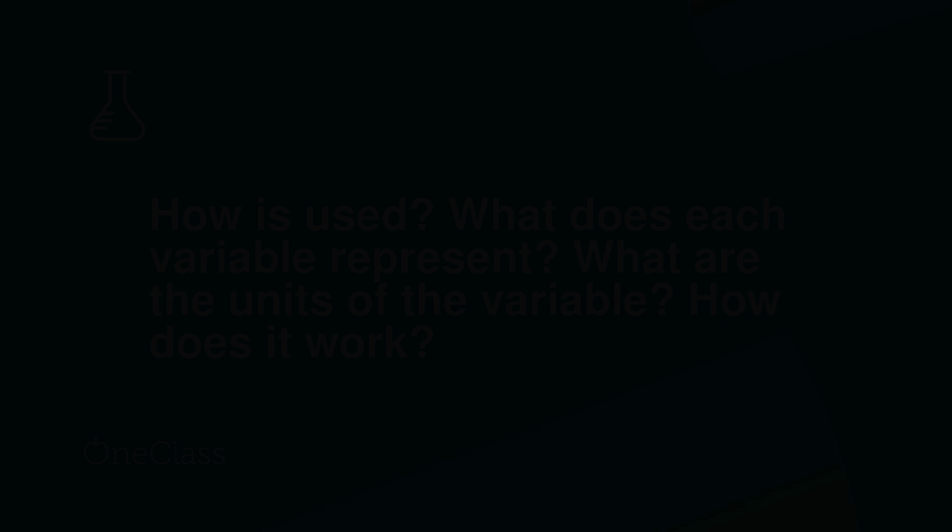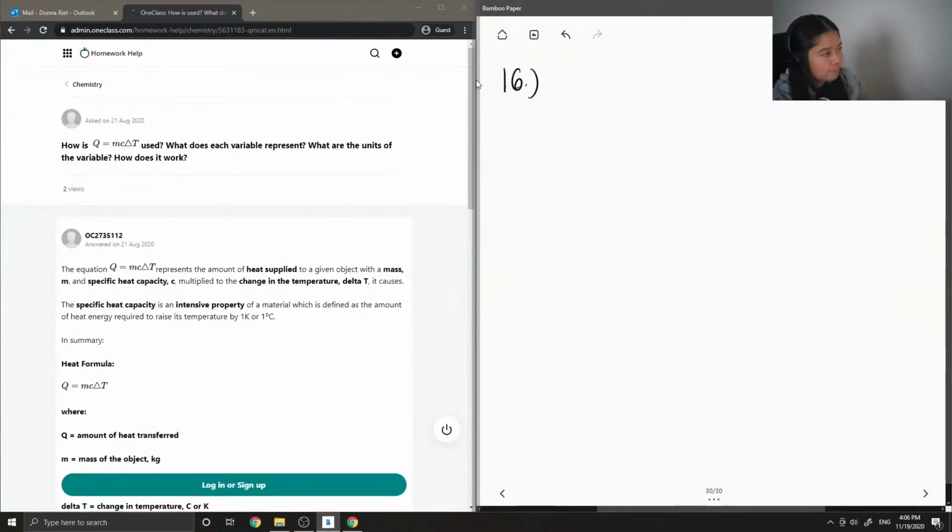Okay, so on to question 16. How is Q equals mc delta T used? What does each variable represent? What are the units of the variable? How does it work?